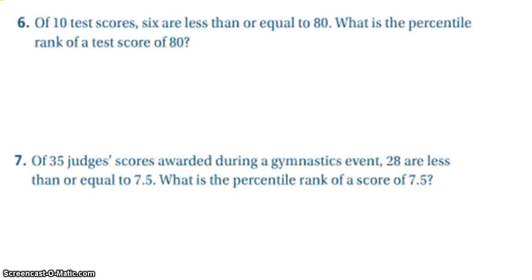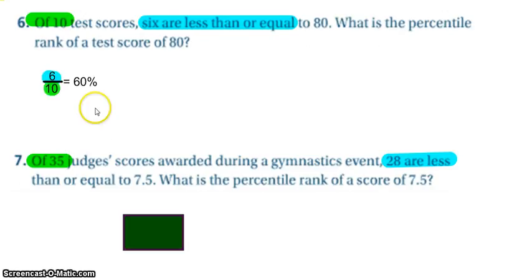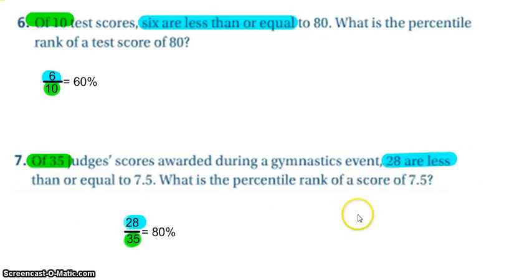Try number 6 and 7 on your own. I will come back to quickly explain them, but pause the video now. Don't come back till you have your answers. So for number 6, we say that of 10 test scores, 6 are less than or equal. So the math we set up is 6 over 10, which gives me 60%. And then in 7, of 35, we see that 28 are less than or equal to the score we're looking at. So we set up 28 over 35 and find out that that is 80%.